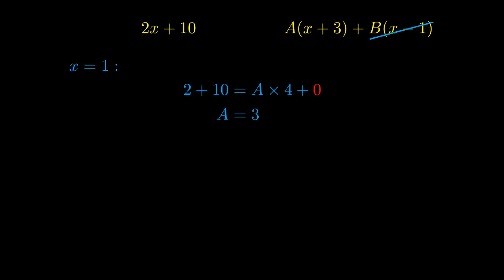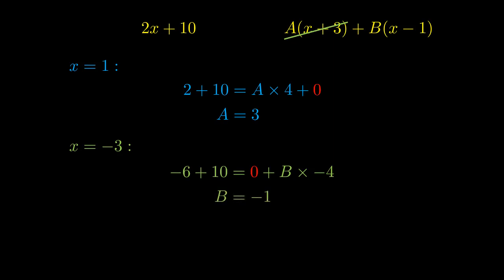In a similar way, we can calculate b by zeroing out the a term. How we do that is we put x equals negative 3. On the left we have negative 6 plus 10, and on the right we have b times negative 4. And again, the a term this time has been zeroed out. So we get 4 equals negative 4b, so b must be negative 1. Those are our two values of a and b then.